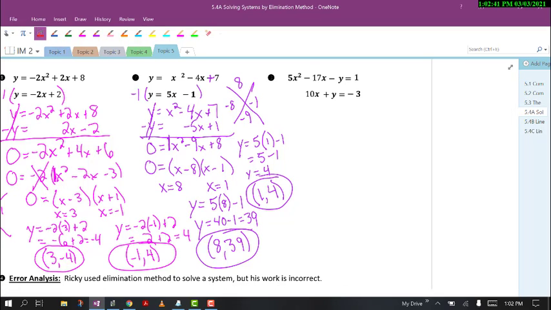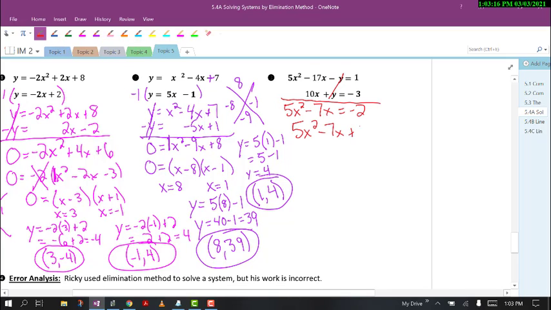Hopefully we can get some better factoring with this as well. All right, let's look at this last one up here. Notice the y's are already set up to be canceled out. So all we have to do is add down. We get 5x squared, because there's no x squared in the second equation. Negative 17x and 10x is negative 7x. The y's cancel out, and 1 and negative 3 are negative 2. We're going to add 2 to both sides so that we can get it all equal to 0. Now 2 is not a like term with 5x squared and negative 7x, so you can't add them. We just put it as our constant at the end.